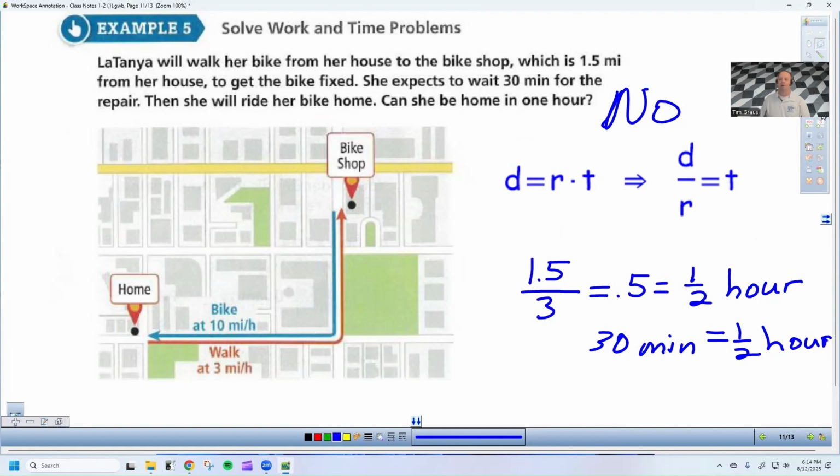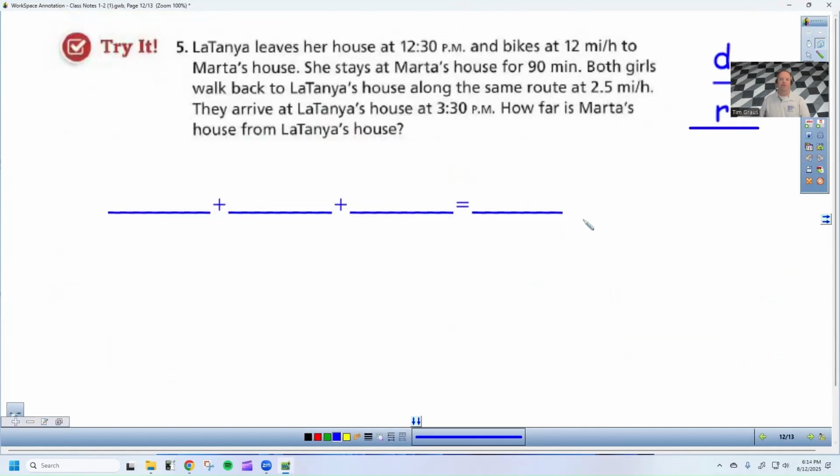Let's look at a similar problem here that's going to involve distance over rate to calculate some times. So Latanya leaves her house at 12:30 p.m. and bikes 12 miles per hour to Marta's house. I guess she did finally get her bike fixed. She stays at Marta's house for 90 minutes. Both girls walk back to Latanya's house along the same route at 2.5 miles per hour. They arrive at Latanya's house at 3:30 p.m. How far is Marta's house from Latanya's house?